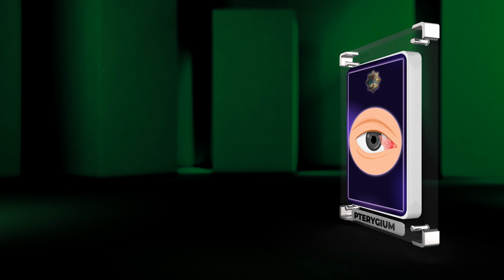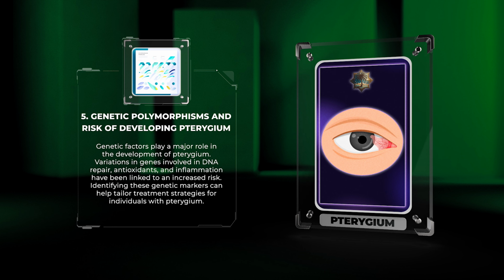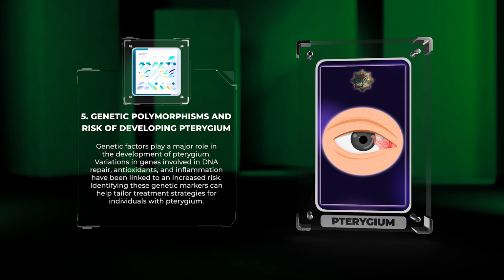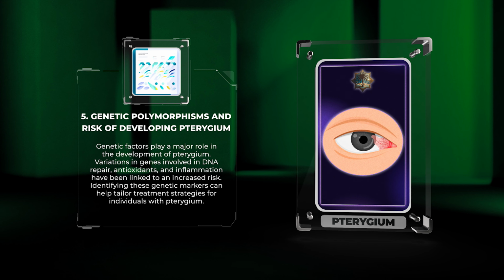Genetic factors play a major role in the development of pterygium. Variations in genes involved in DNA repair, antioxidants, and inflammation have been linked to an increased risk. Identifying these genetic markers can help tailor treatment strategies for individuals with pterygium.